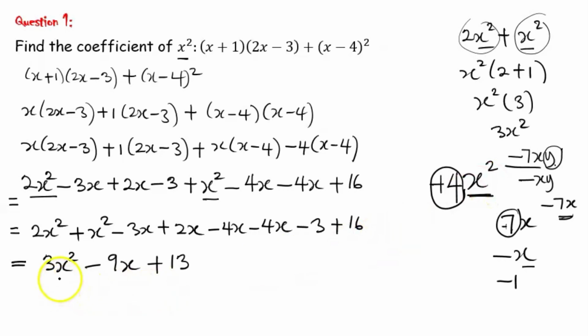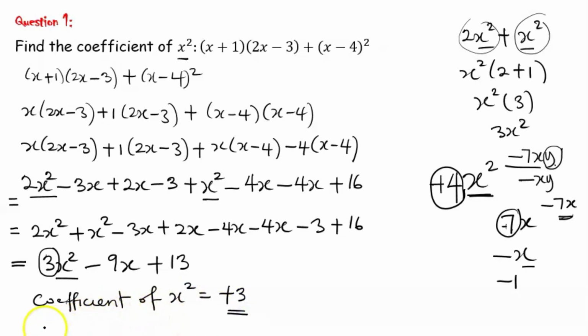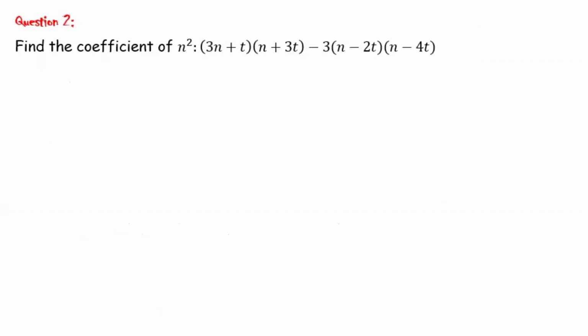In this case, the coefficient of x squared, we can see clearly, is positive 3. So the coefficient of x squared is going to give us a positive 3. Alright, I believe we understand this. That's very good. Let's move on to another question, something similar to what we have just done.